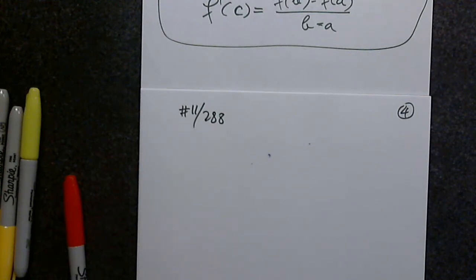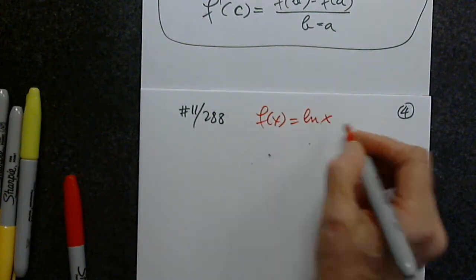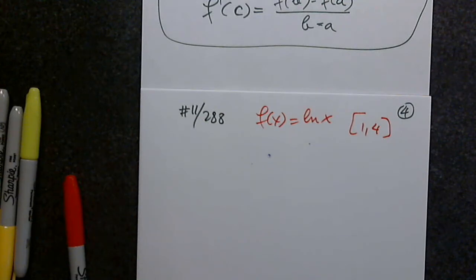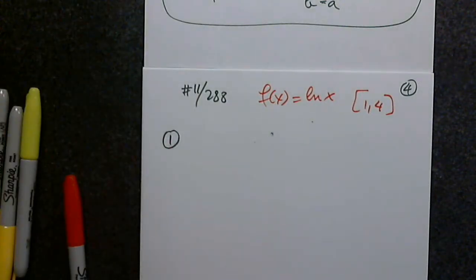So f of x equals natural log x on the closed interval 1, 4. So I have to state condition number 1.